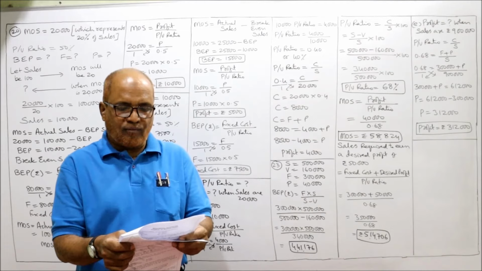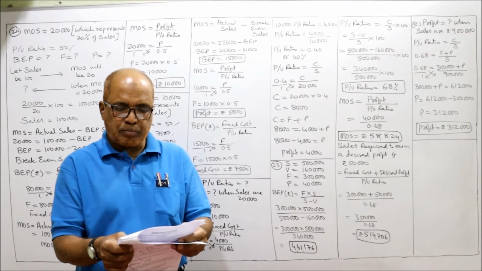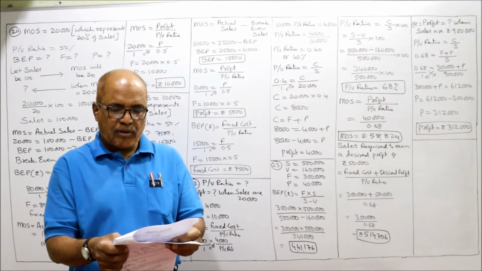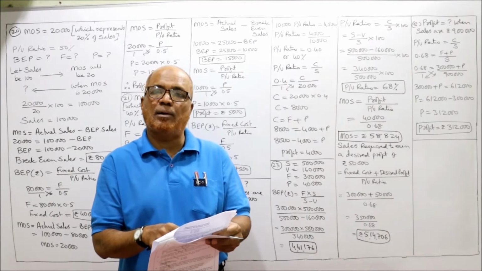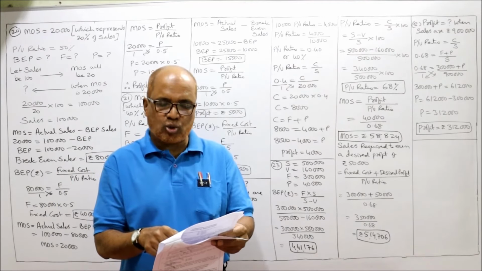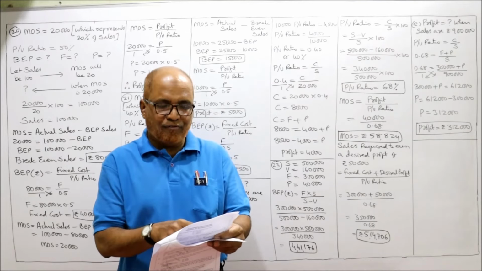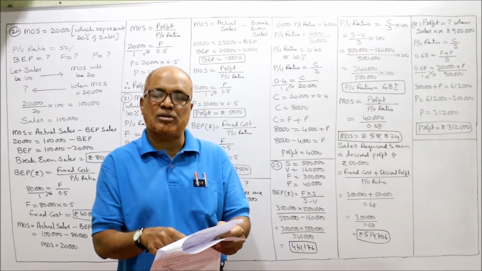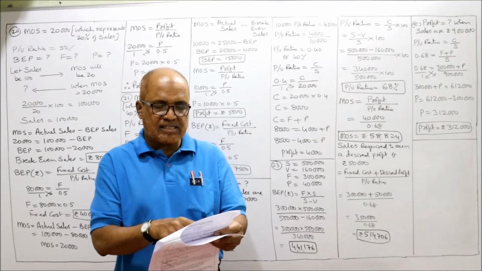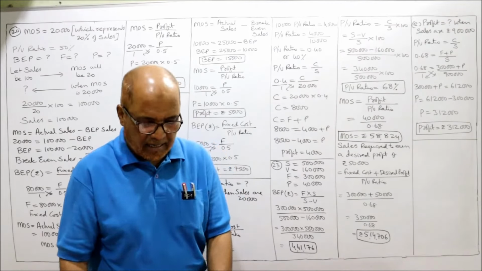You are required to find out break-even point, PV ratio, margin of safety. So 5 questions are asked. The first question is asking you to calculate BEP. Second question, PV ratio. Third, margin of safety. Fourth, sales required to earn a desired profit of 50,000. Fifth question, profit at a sales level of rupees 9 lakh.